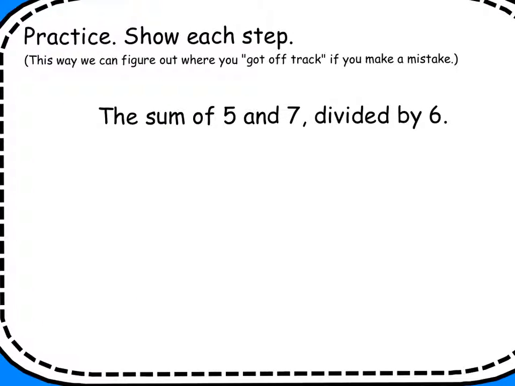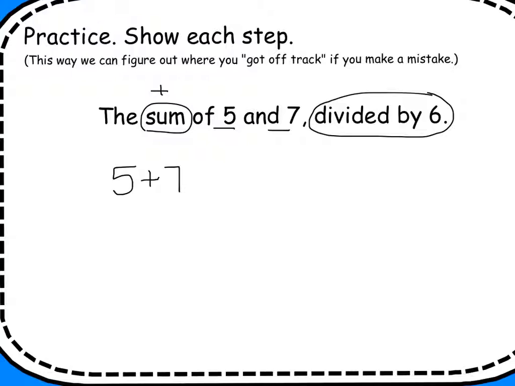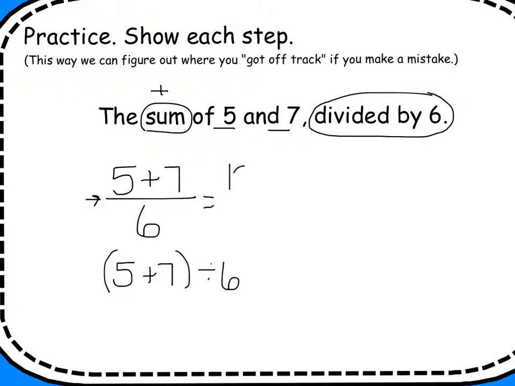Now over here we have to figure out how to set up the problem. So this says the sum of 5 and 7. Sum is the answer when we're adding. So what we're going to do is we're going to add 5 and 7. Then you'll notice sectioned off, that's divided by 6. I chose to use the fraction bar as division, but you could have also written it like this, 5 plus 7 in parentheses, because they want us to do that first, then divided by 6. No matter how we do it, we end up getting 12 divided by 6, which is 2.